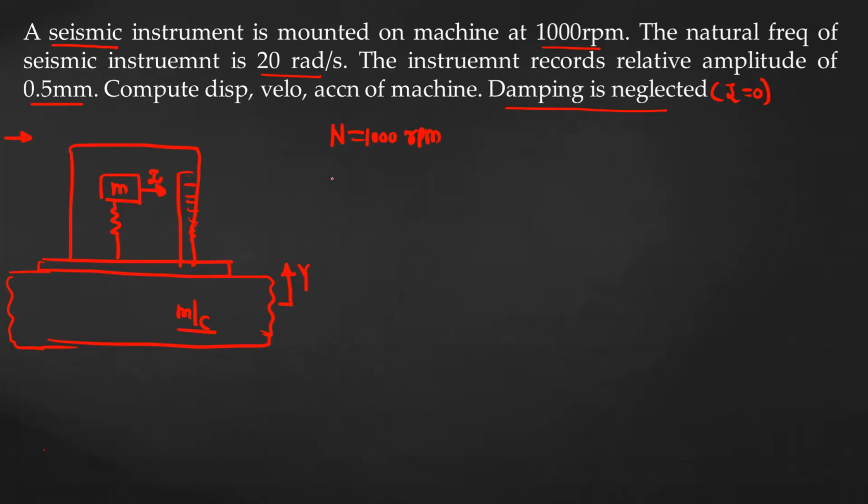So n is given, from this omega is equal to 2 pi n upon 60. So this is 2 pi into 1000 upon 60, which is equal to 104.71. So this is the external frequency of this machine. The natural frequency of that seismic instrument is 20 radian per second. So omega n is given, which is 20 radian per second.